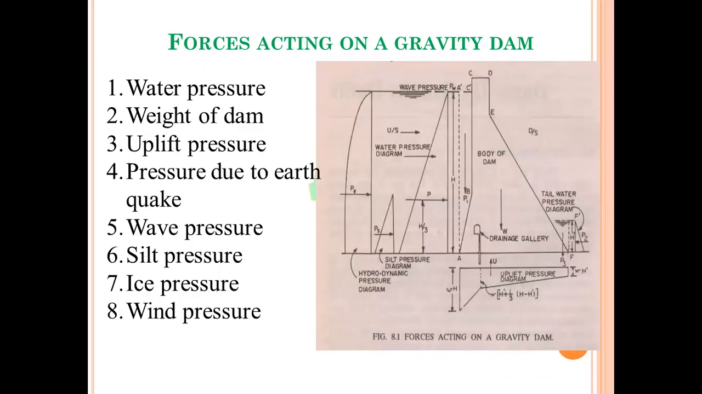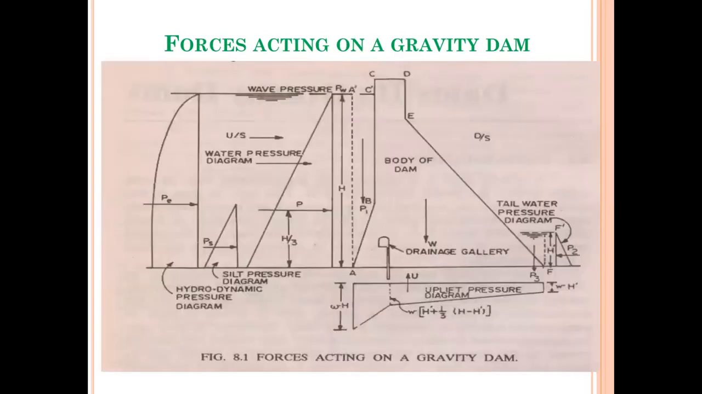Majorly 8 forces act on the gravity dam. They are water pressure, weight of dam, uplift pressure, pressure due to earthquake, wave pressure, silt pressure, ice pressure, and wind pressure. So all these 8 pressures or forces majorly act on the gravity dam. So first we look at the major forces, because the stability depends on these forces. The first major force is the water pressure.